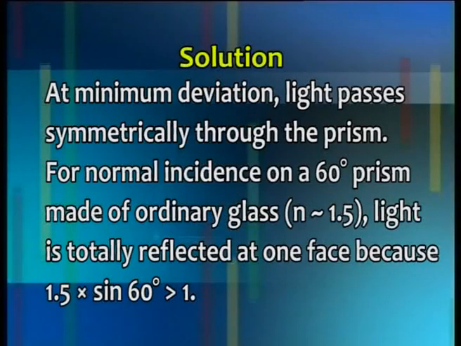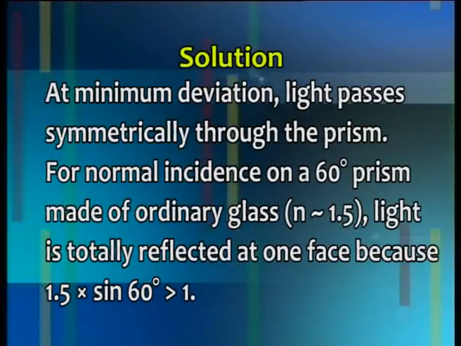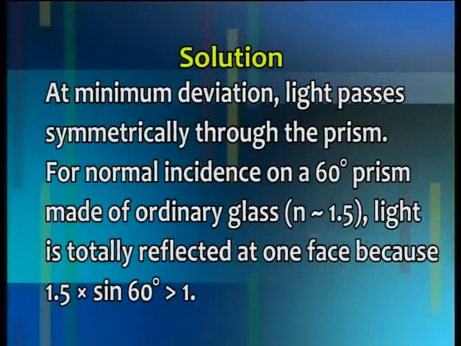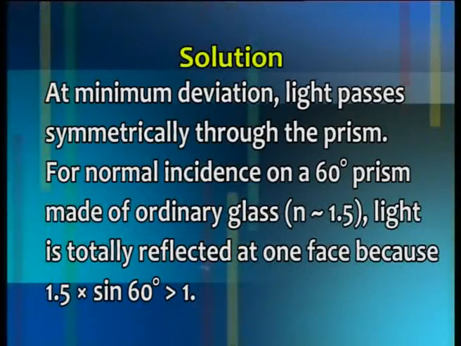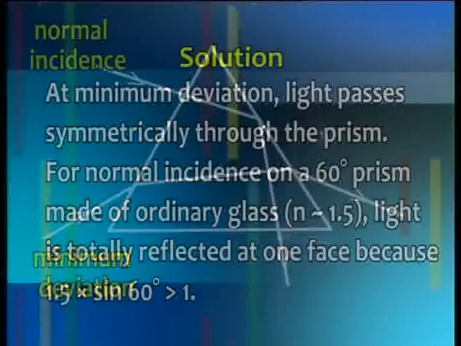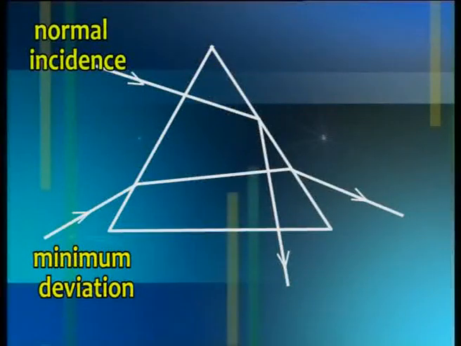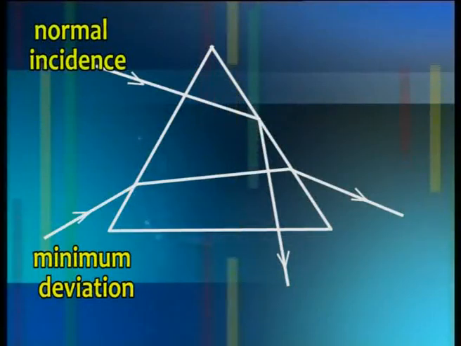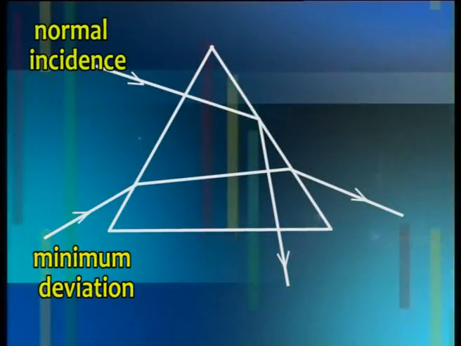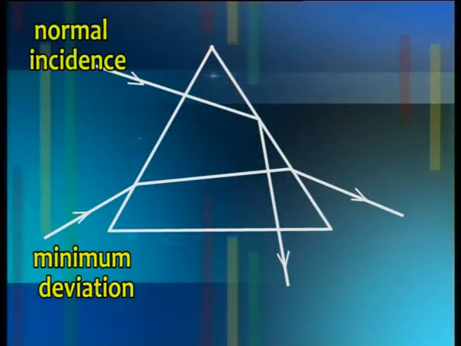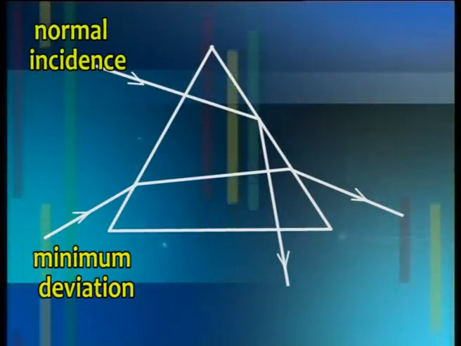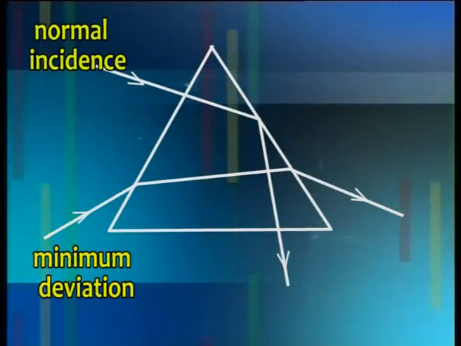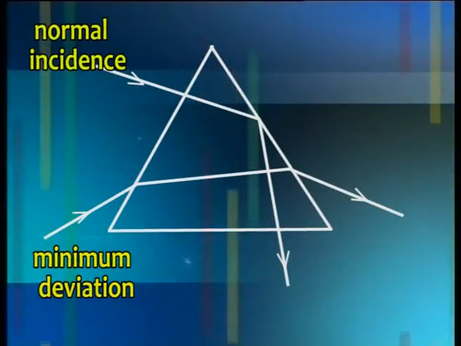For normal incidence on the 60-degree prism, which is made up of ordinary glass with refractive index approximately 1.5, light is actually totally reflected at one face because 1.5 multiplied by sine 60 is greater than 1. This is the condition. So in this case, the light ray hits the side of the prism, goes right through until it reaches the other edge, and then it is totally reflected and comes right out. For having that right, 3 points.